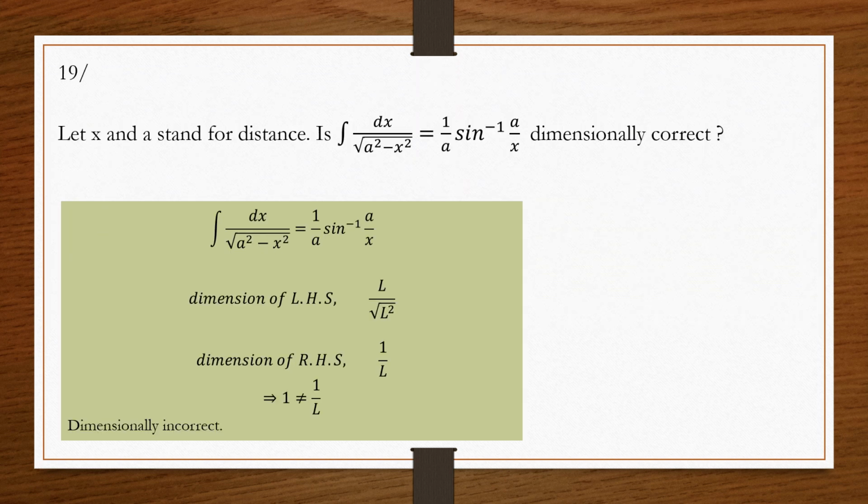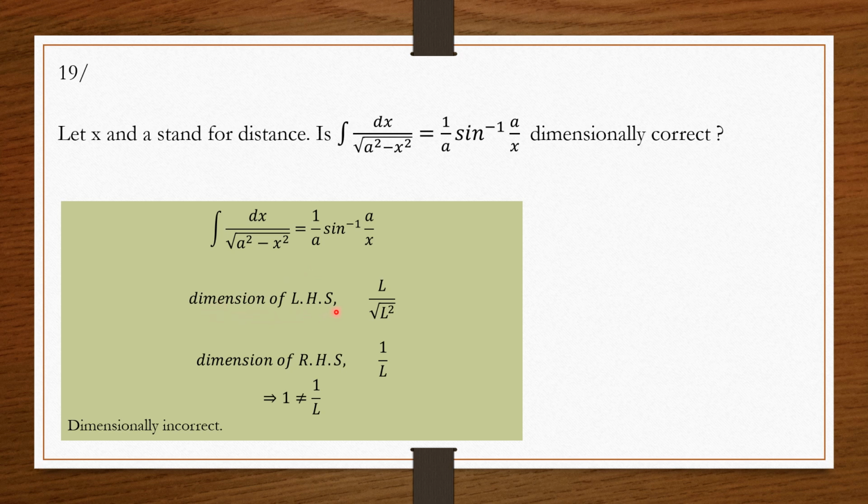Then the last question of the first chapter and also of the current session. Here it has been asked: let x and a stand for distance. Is the integration over dx by root over of a square minus x square equal to 1 by a sin inverse a by x dimensionally correct? So let's check. Here it has been given that the integration over dx by root over of a square minus x square is equal to 1 by a sine inverse a by x.